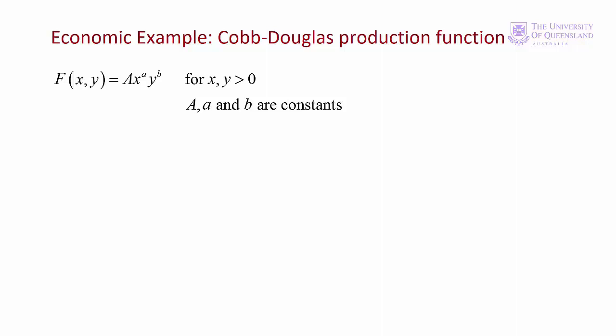So this is the general form of the Cobb-Douglas production function. So we have a function of two variables. It's equal to A, some constant, times x to the lowercase a, y to the lowercase b, and our domain is values of x and y greater than 0.